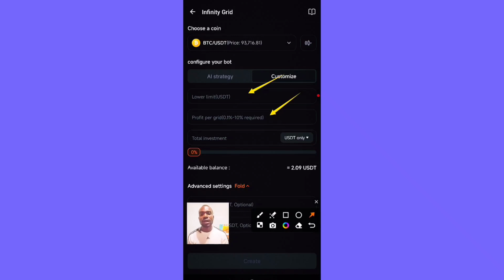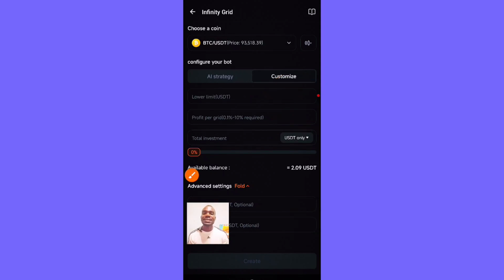How much money do you want to make from each grid that is operating? Then you have the total investment. How much money are you putting as your principal in this bot? So these are the 3 parameters that will be required to key in on this grid bot. As you can see, there's no upper limit that we were seeing on the classic grid bot.